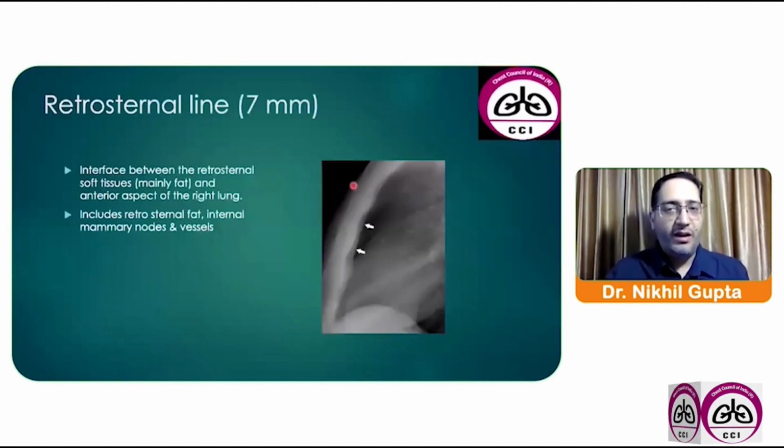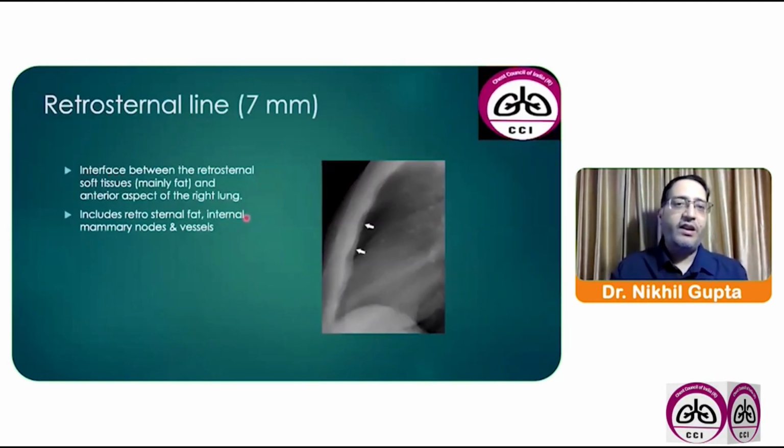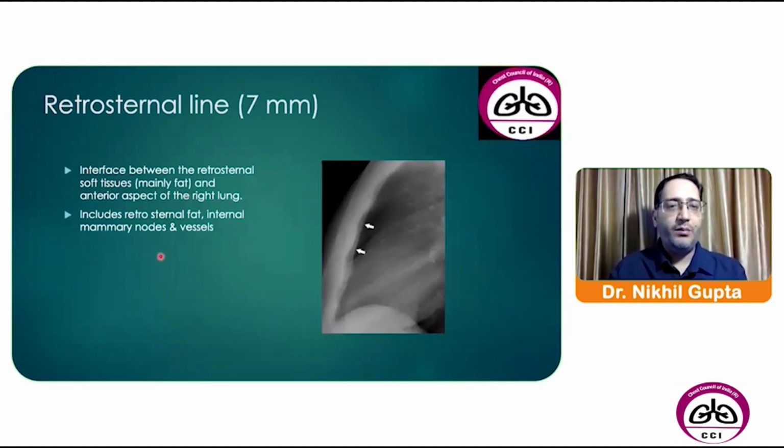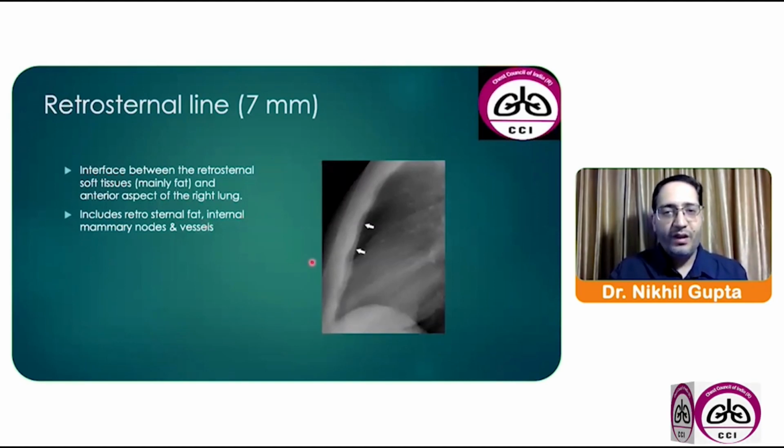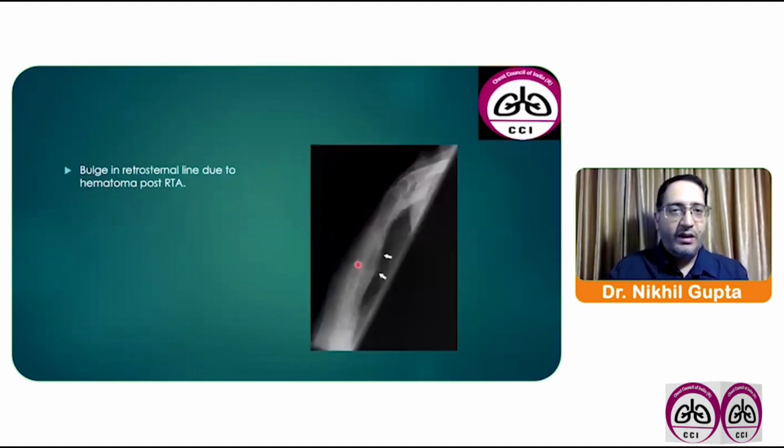Coming to the retrosternal line, it is the interface between retrosternal soft tissue and the anterior aspect of the right lung. It includes retrosternal fat, internal mammary nodes, and vessels, as seen here. If there is a bulge in the retrosternal line, it is abnormal, as seen in this patient.